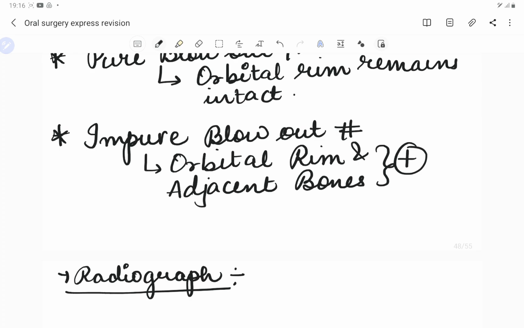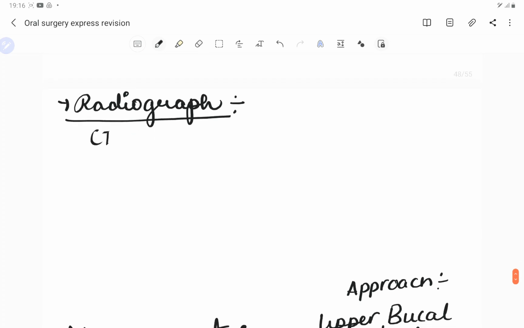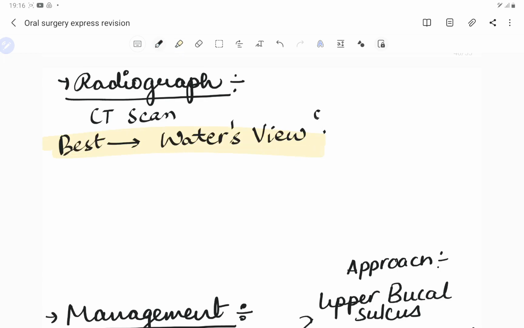So what is the most common radiograph we go for in a zygomaticomaxillary complex fracture? Usually, guys, we go for the CT scan. And also the best radiograph for the evaluation of a zygomaticomaxillary complex fracture is the Waters view. So this you should be familiar with because it can be asked as a question.